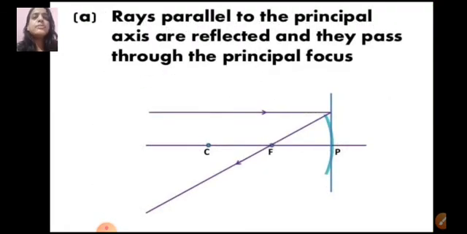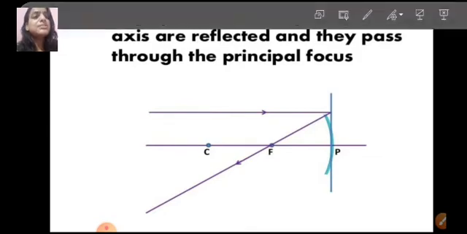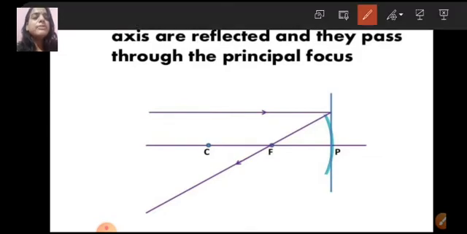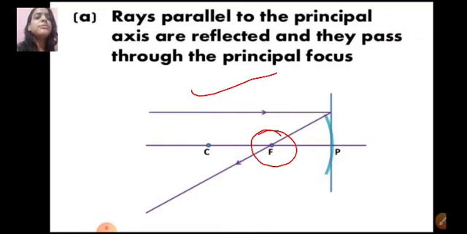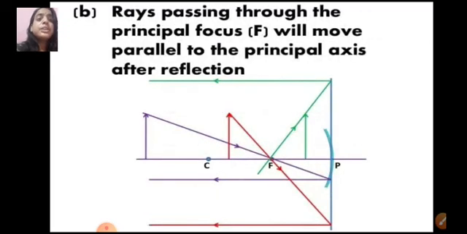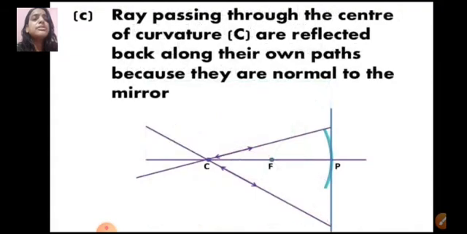So let us talk of these rays one by one. The ray that is parallel to the principal axis, this is the incident ray that is parallel to the principal axis. After being reflected, you can see that it is passing through the focus. So whenever a ray is parallel to the principal axis, on being reflected, it will pass through the focus. For rays passing through the principal focus, the incident ray, if it is passing through the principal focus, will become parallel to the principal axis after reflection.